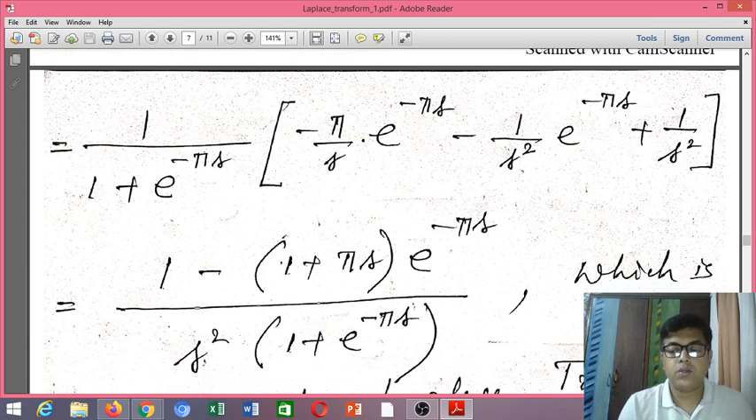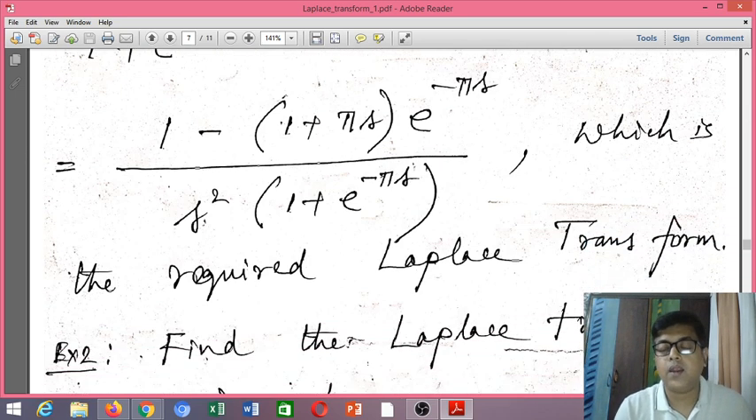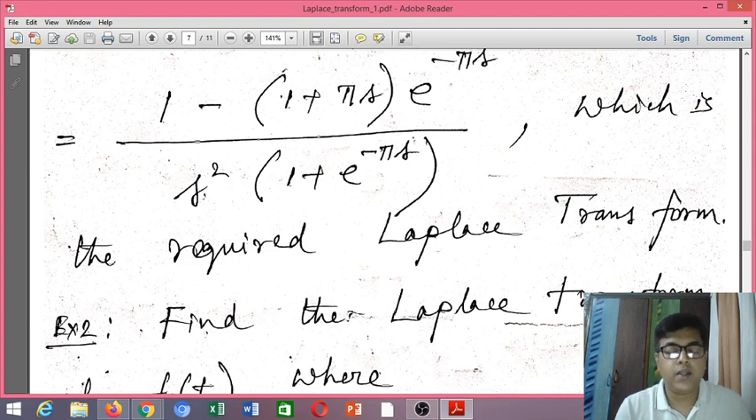It is written in this form because if you simplify a bit, taking the same s square, you will get 1 minus (1 plus pi s) into e to the power minus pi s divided by s square into (1 plus e to the power minus pi s). This is the required Laplace transform asked in the question. It's very straightforward. The only thing is that you have to perform the integration correctly and not make any mistake, because finding the Laplace transform of a periodic function is very easy since the period will be mentioned, and you just find it out, provided you don't make any mistake in the integration.